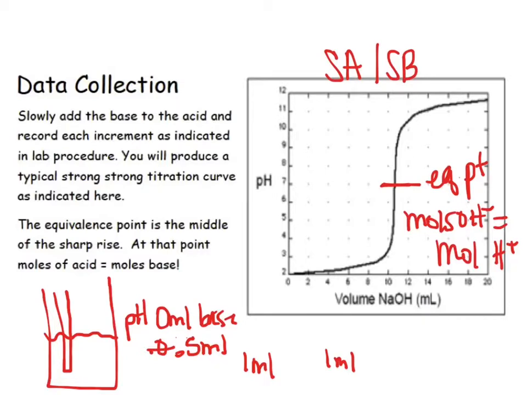So as you're doing this, if you get 4 or 5 increments and your pH doesn't change anymore, such as in this area, then you can stop and you can start your calculations. But the more data points you have, then the better.